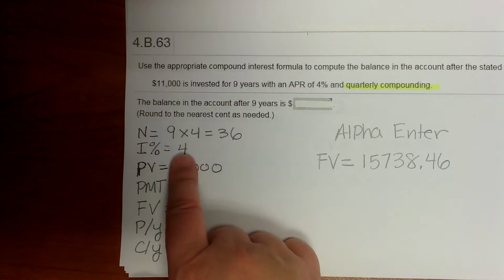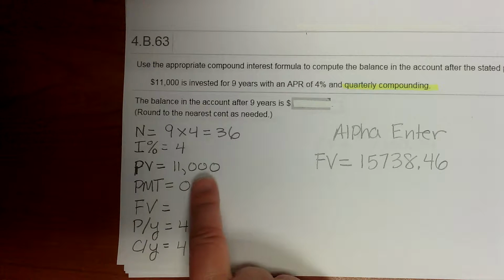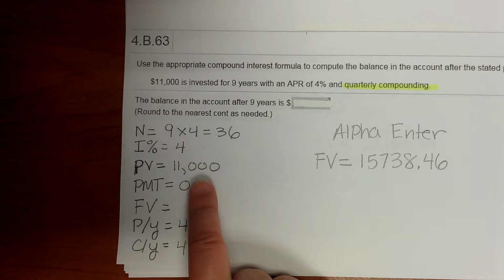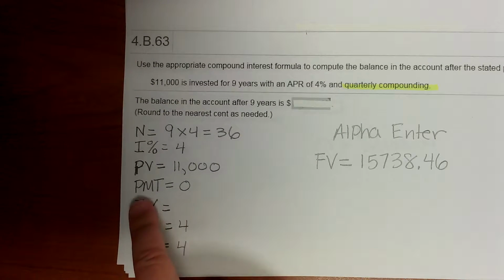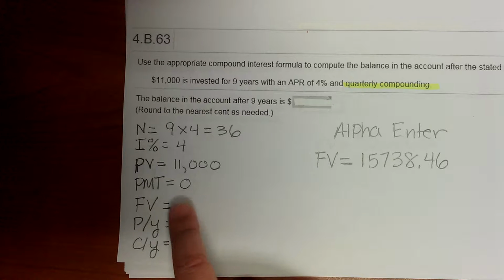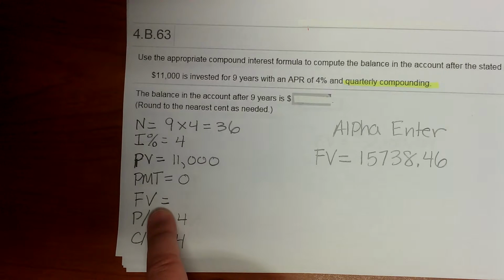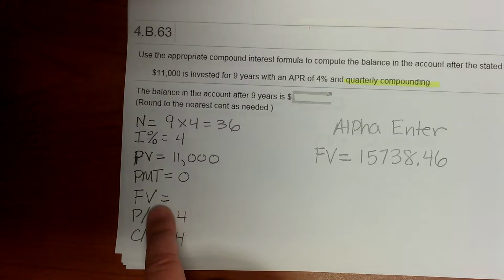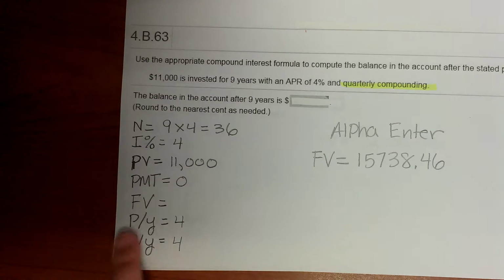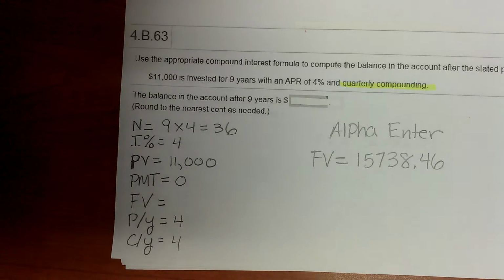The interest rate is 4%. PV stands for present value, that's what you currently have, that's your initial amount, and you're depositing $11,000. The PMT stands for payment. In this problem, we're not talking about additional payments or deposits, so we're going to leave that at 0. Future value is what we're looking for. We want to know in the future, in 9 years, how much are we going to have? And then the PY and the CY, that's how many times it's compounded a year. Since this is quarterly compounding, we want to do that 4 times.